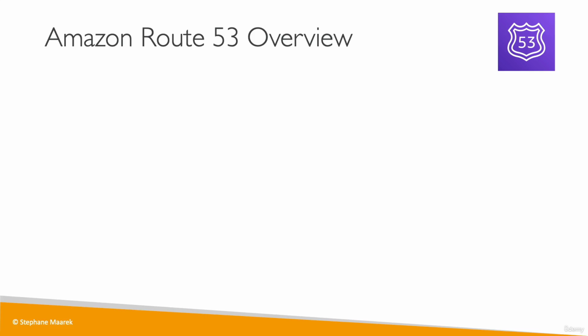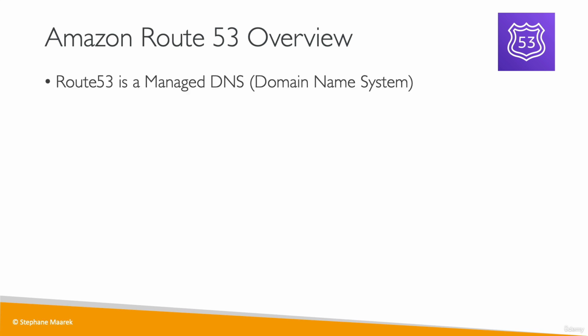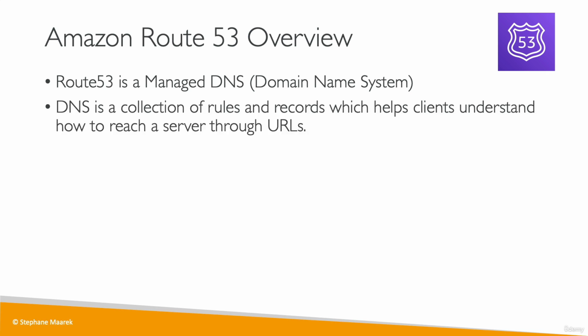The first service that is going to be very important for us to deploy a global application is Amazon Route 53. So Route 53 is a managed DNS, or Domain Name System. And what is a DNS? Well, a DNS is just like a phone book. It's a collection of rules and records which help clients find the right servers through URLs.